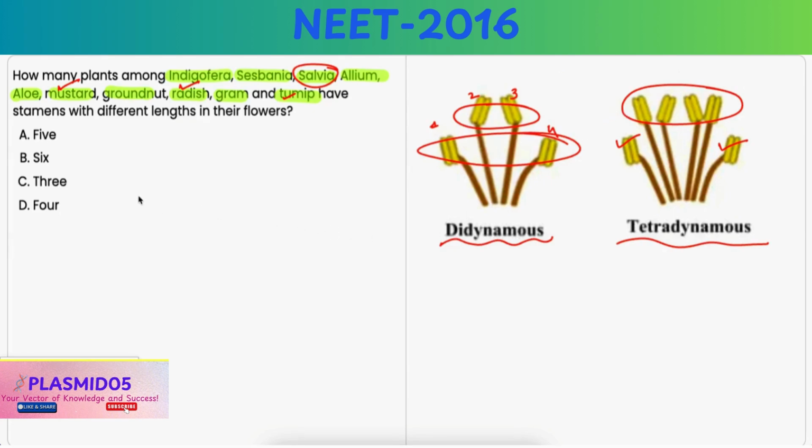The rest, like Indigofera, Sesbania, Allium, aloe, groundnut, gram, have stamens of uniform length. Hence, the correct answer is option D, that is, 4 plants exhibit stamens of different lengths.